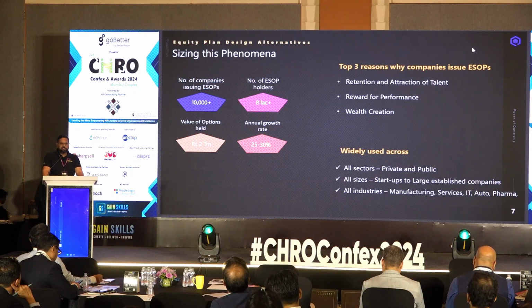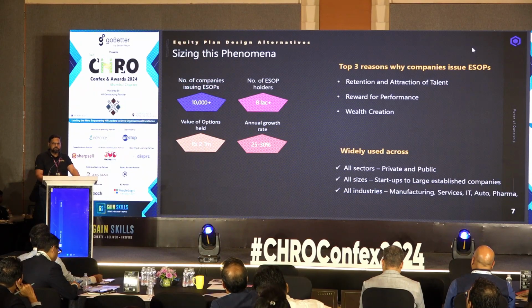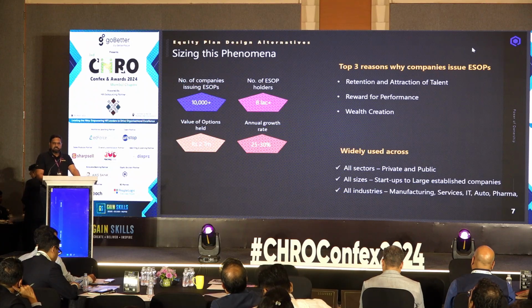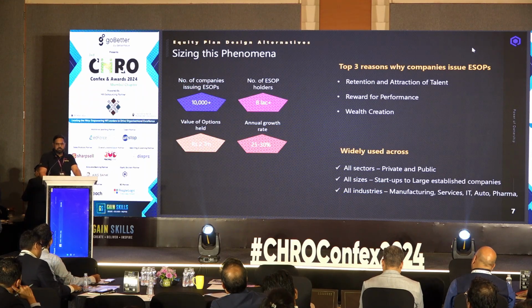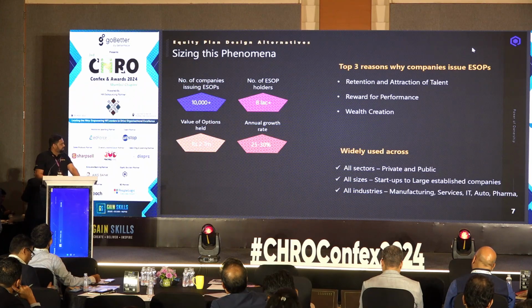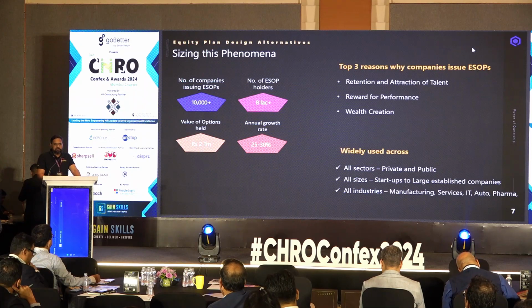So where do we see ESOPs or equity compensation in India? The first data point is how many companies have implemented. By estimate, it's almost 10,000 plus companies. So that is the size of the market here who have implemented ESOPs. From the participant standpoint, almost 8 lakh plus participants are covered by ESOPs here, and the value of options is close to 2 trillion rupees, which is roughly $25 billion.